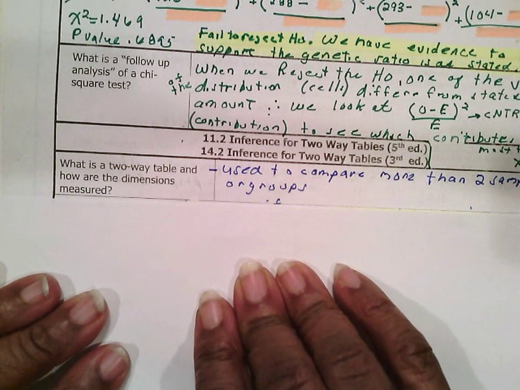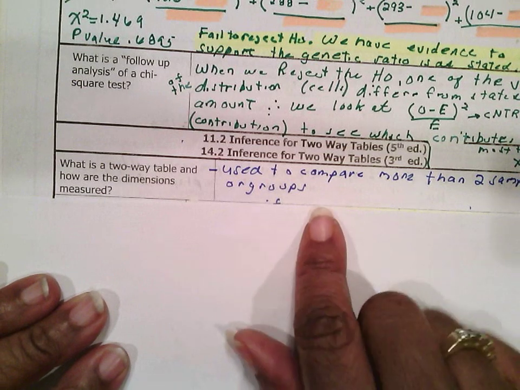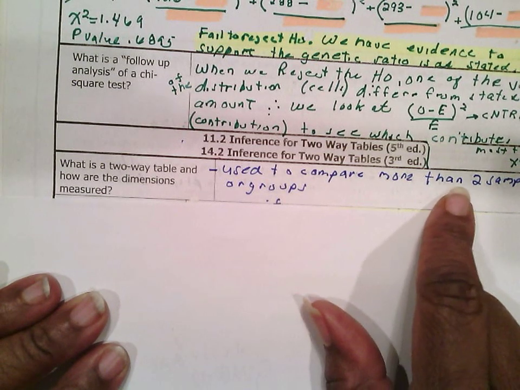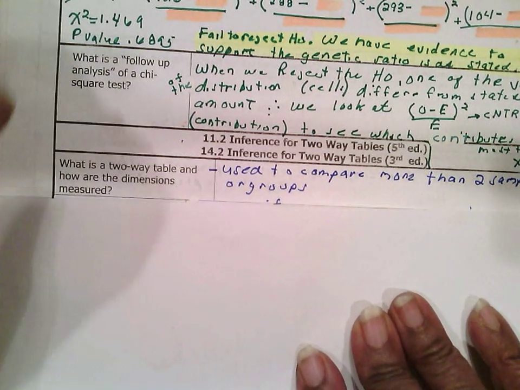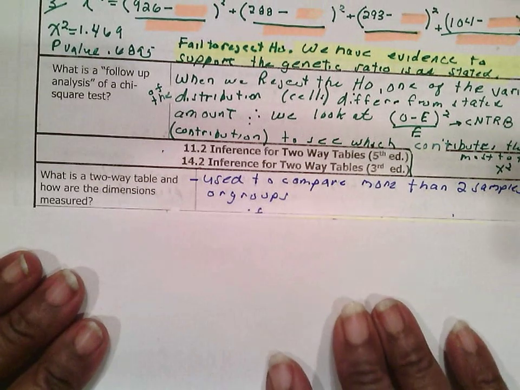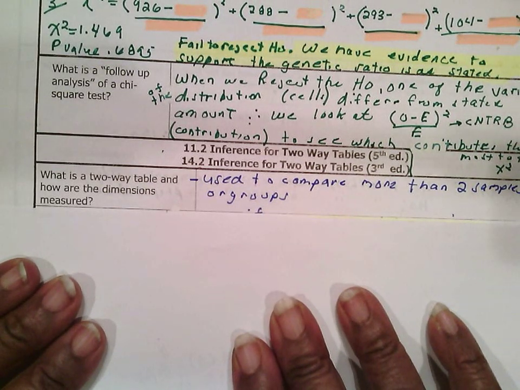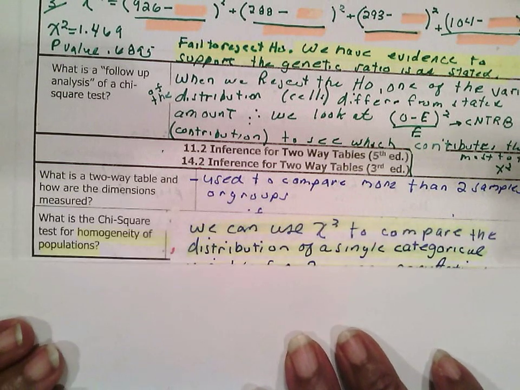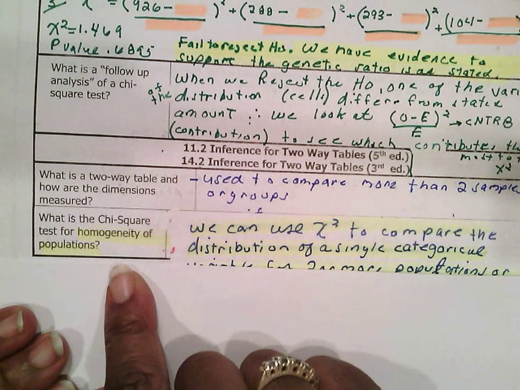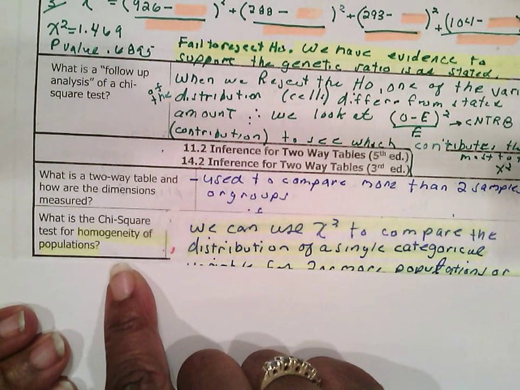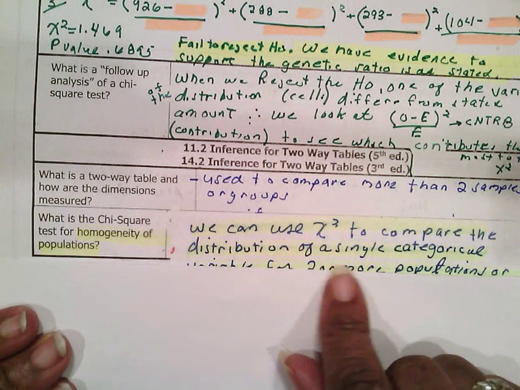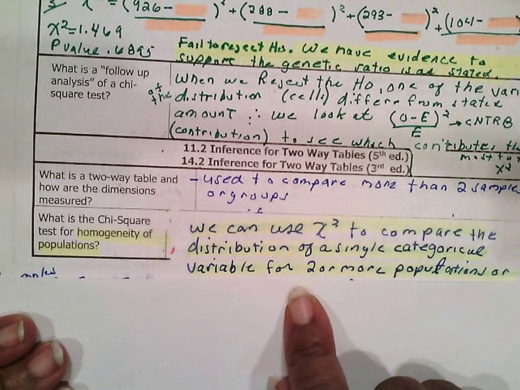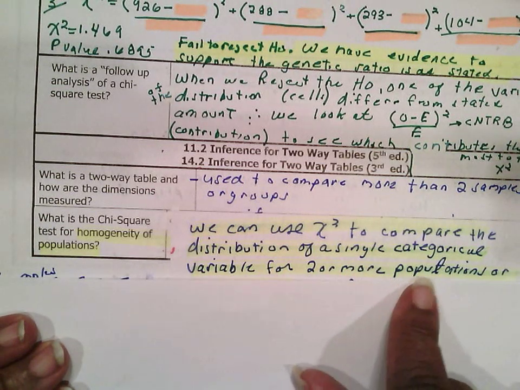Okay, it's not about the dimensions being a 2 by 2. It's about comparing more than two samples or groups. So two samples, two groups, two populations, and categories within each of those groups or populations. I'll show you an example of that in a minute. So when we're looking at the idea of what is chi-square for homogeneity, first of all, with chi-square, we compare the distribution of a single categorical variable for more than two populations.